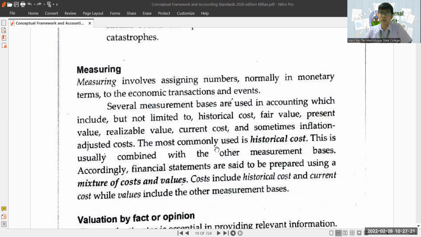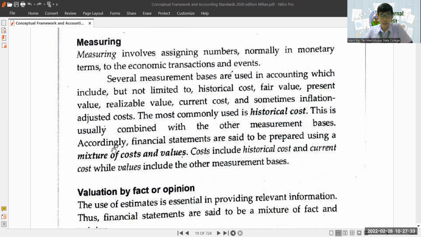The most commonly used is the historical cost. Okay? And then, this is combined, usually, with other measurement basis. Accordingly, FS are said to be prepared using a mixture of costs and values. When we say cost, it includes historical costs and current costs, while values include other measurement basis. So, ano lang to class, ano? It's just the way of the author na lang to discuss things. No?